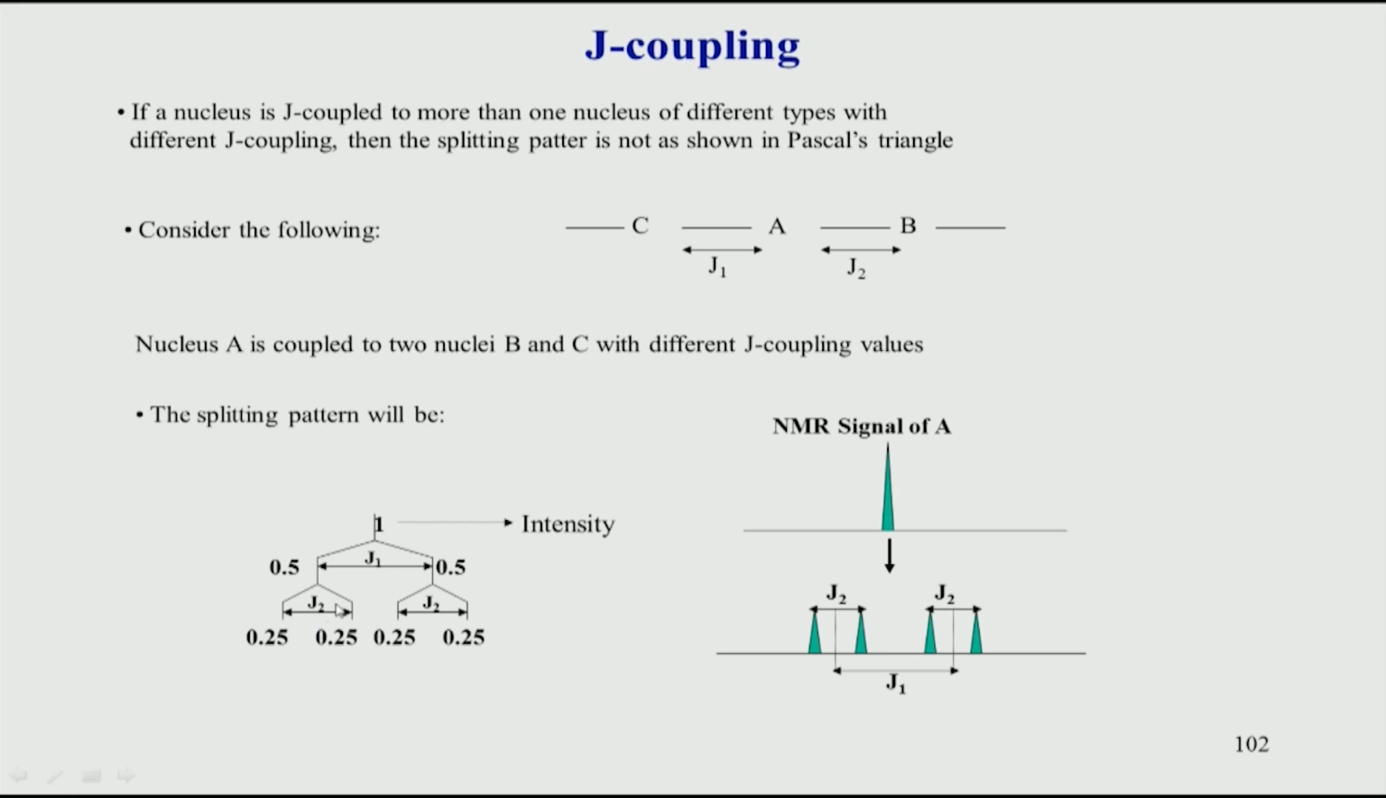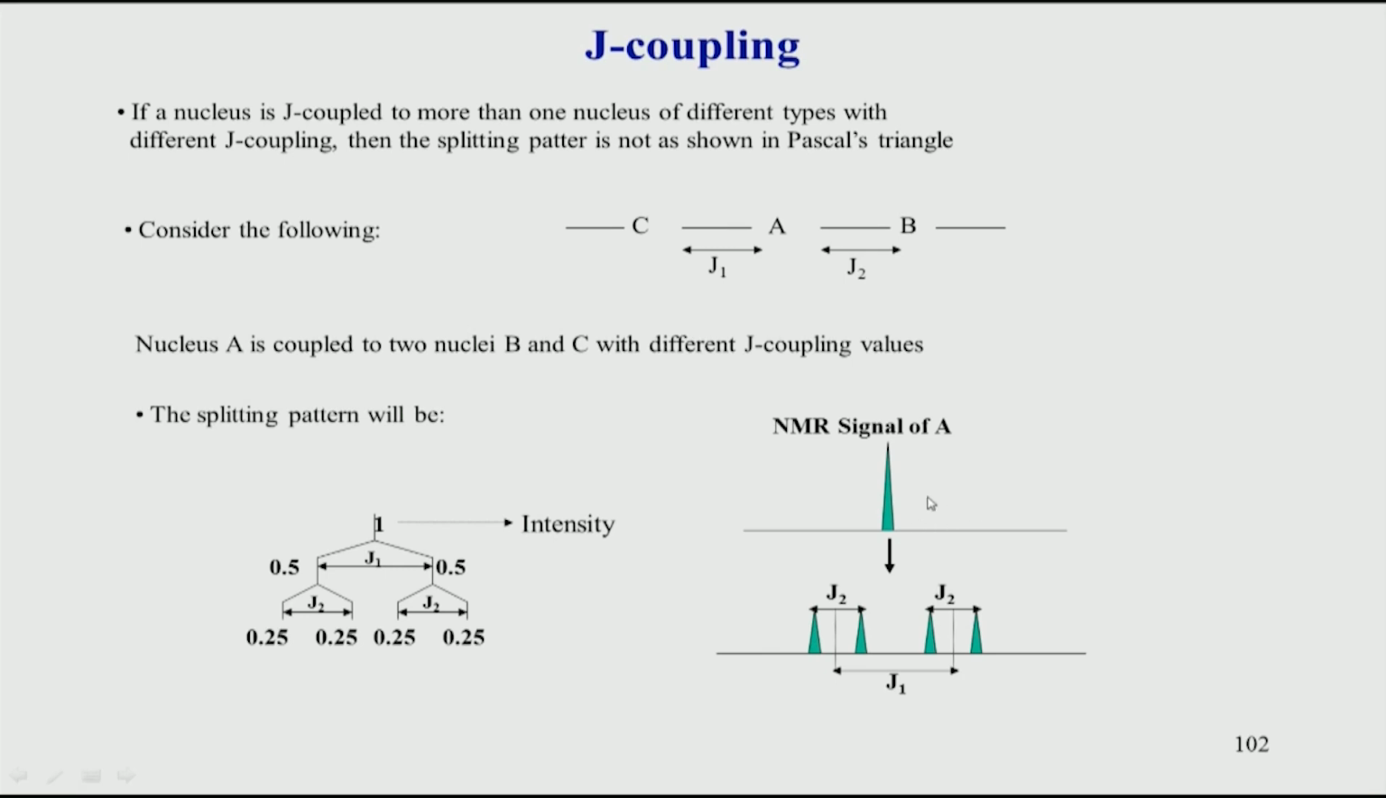If J1 and J2 were the same, then these two lines would have combined into one because they would have come close to each other and would have actually come at the same position. Because of this difference in J1 and J2, they no longer come at the same position. So they are separated, and instead of 3 peaks, we now end up with a 4 peak pattern. Then what is the relative intensity now? The relative intensity is 1:1:1:1. So all of them are equal, and that is what is shown here. So this is called a doublet of a doublet.